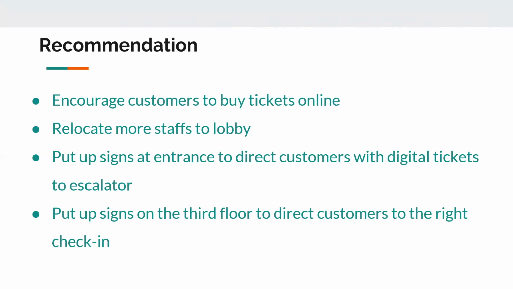Our final recommendation is to put up signs on the 3rd floor to direct customers to the right check-in stand. During our observation, we found that customers usually go directly to the first check-in after they get off the escalator, and 1 in 7 of them would be redirected to the second check-in stand. So we recommend the theater to put up signs on the 3rd floor to direct customers to the right check-in.